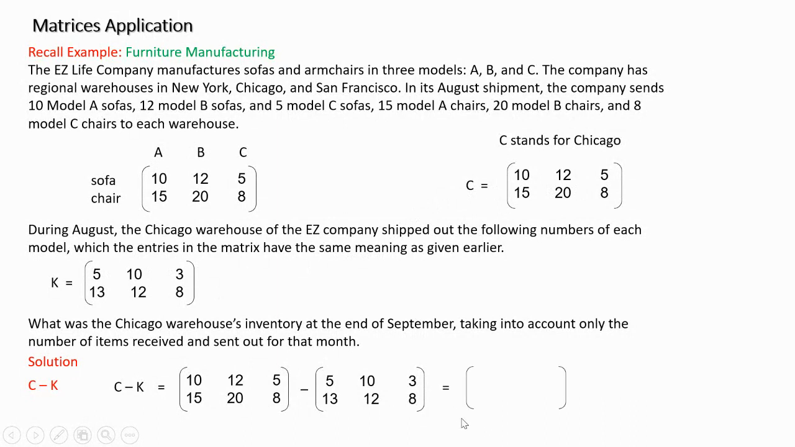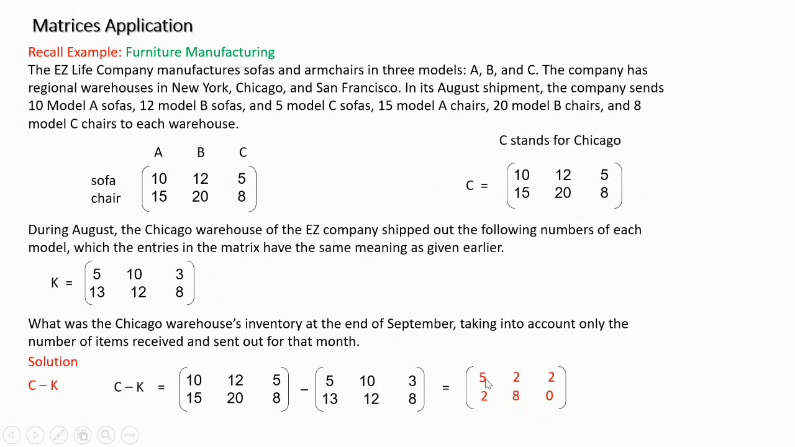So it's going to be 10 minus 5 is 5. 12 minus 10 is 2. 5 minus 3 is 2. 15 minus 13 is 2. 20 minus 12 is 8. And 8 minus 8 is 0.